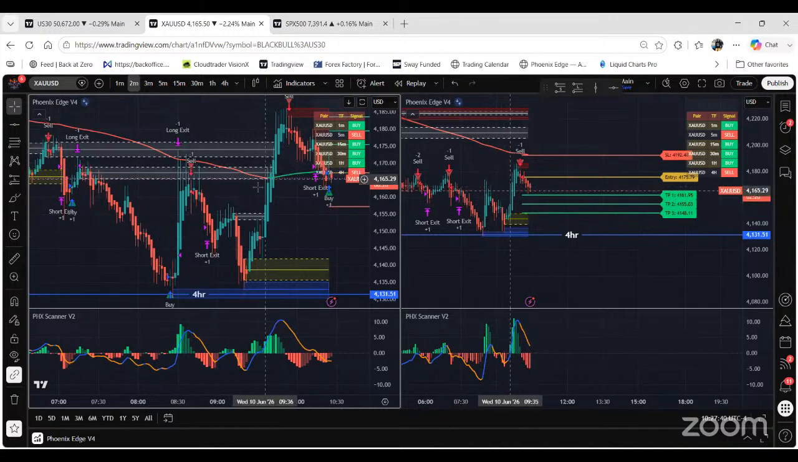Same thing. That came off a supply zone. This came off an order block. Price came up, bounced off. Would we have entered this one? You can drop it in the chat, or you can unmute yourself. You don't have to be on mute on our calls.